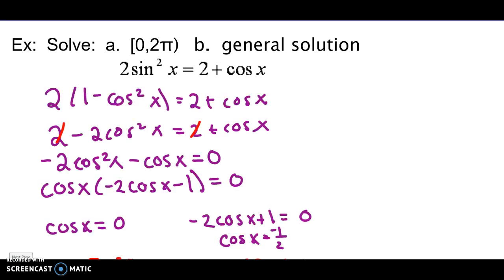All right, so part of this is putting this in terms of cosine. Right away in step 1, I changed the sine squared of x to 1 minus cosine squared of x. I'm using that Pythagorean identity. From there, I'm bringing everything to one side, and I factor out a GCF of cosine of x. Actually, this really should be a negative 1 still. But anyway, I factor out the GCF of cosine of x. I set that equal to 0. I also set this equal to 0, which will give me cosine of x equals negative 1/2.